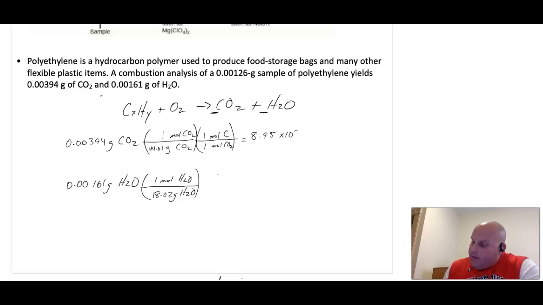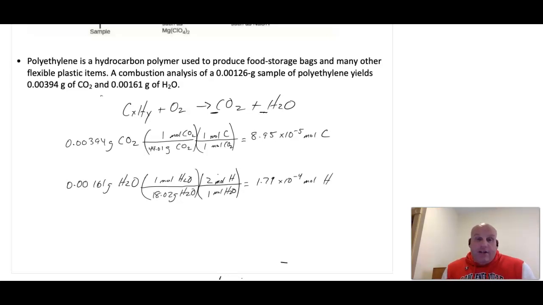We'll do the same thing here for the H2O. The H2O will help us get our moles of hydrogen. So we will go from mole of H2O to mole of hydrogen. And here it's a 2 to 1, 2 moles of hydrogen in every 1 mole of H2O. And we get our moles of hydrogen.